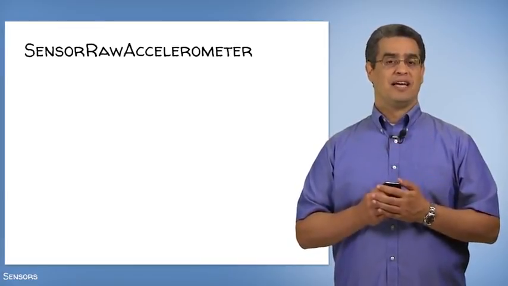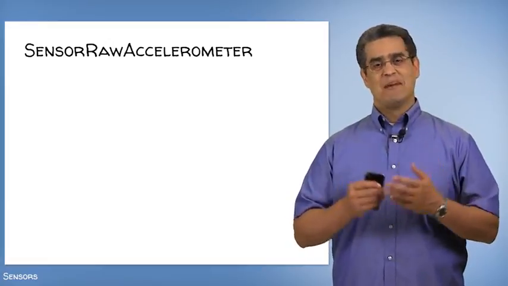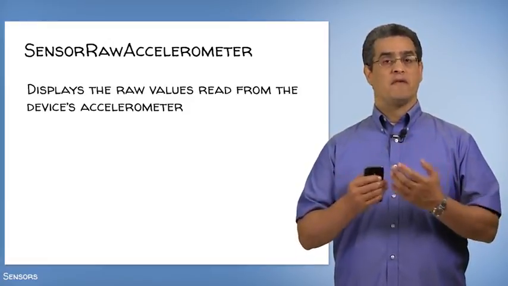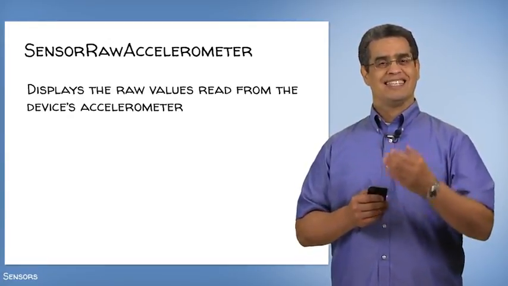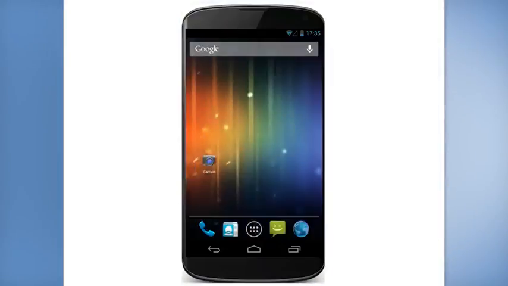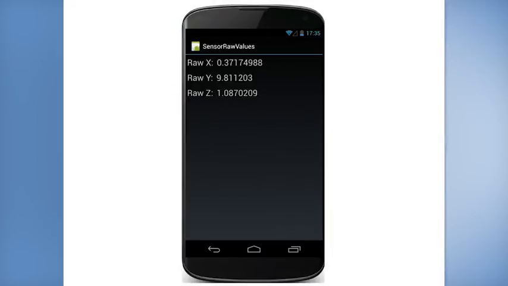Our first example application for this lesson is called Sensor Raw Accelerometer. This application simply displays the raw values that it receives from the device's accelerometer. Let's see it in action. Now, I'll start up the Sensor Raw Accelerometer application. As you can see, this application displays 3 text views with numbers in them. And these numbers correspond to the X, Y, and Z values being read from this device's accelerometer.